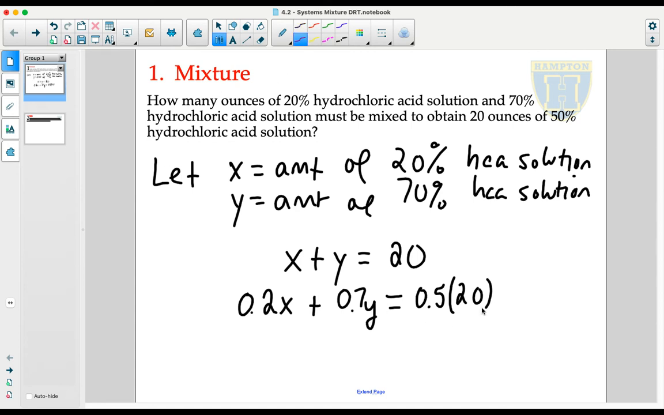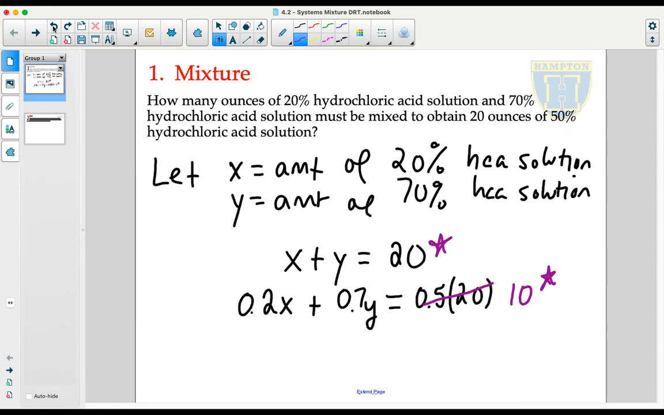Because we know what 50% of 20 is, we can take this out and replace it with a 10. And this seems to make logical sense at this point. Here, we indicate that we need a total of 20 ounces mixed together. Here, we see that half of that needs to be hydrochloric acid solution. Now, obviously, if I only used this, that wouldn't be enough hydrochloric acid solution. And if I only use this, that would be too much hydrochloric acid solution. So we need to be able to mix the two of them together to ensure that we end at the 50%.